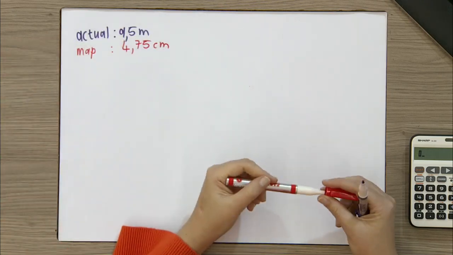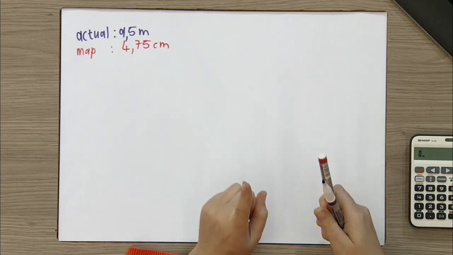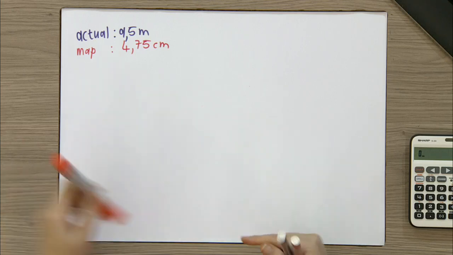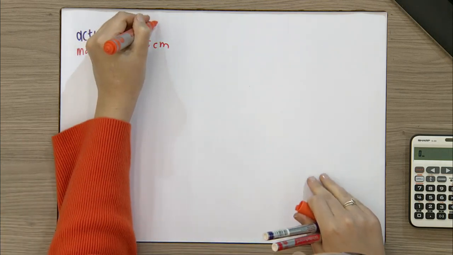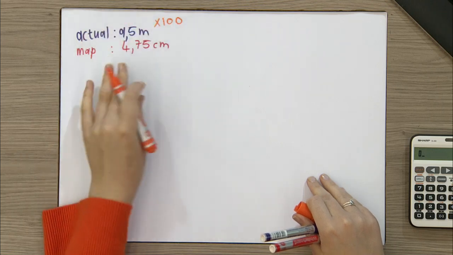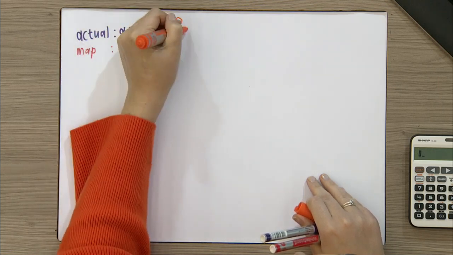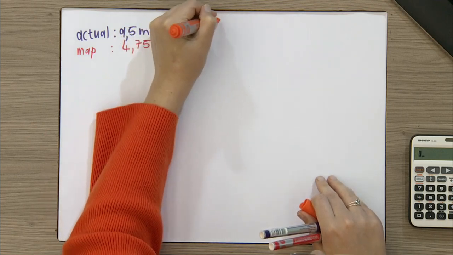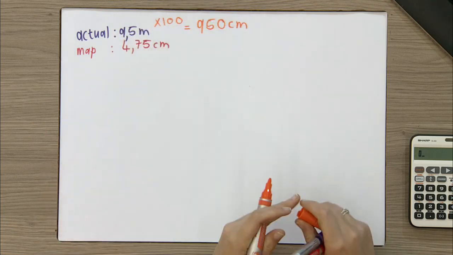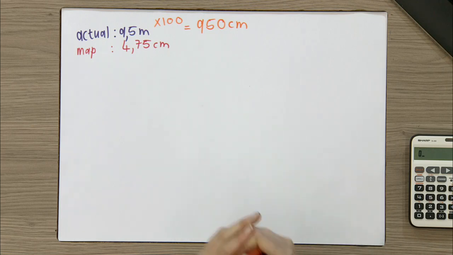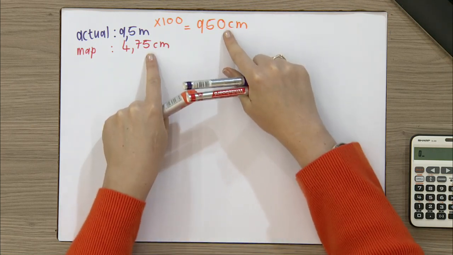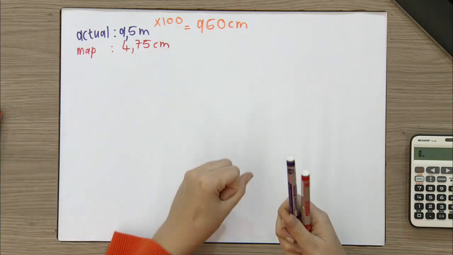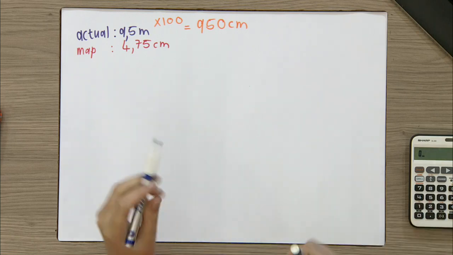So what I can already see, we're not working in the same units, so I'll have to convert. So let's say I'm going to convert to centimeters. To go from meters to centimeters, I'm going to multiply by 100. So if I say 9.5 times 100, I will get 950 centimeters. So I've already now made sure I'm working in the same unit. I've converted accurately, and now I can see they asked me to calculate the scale.